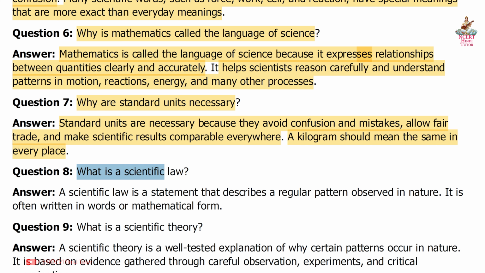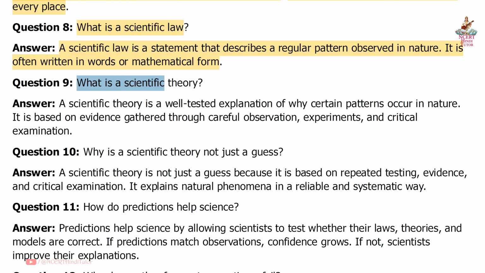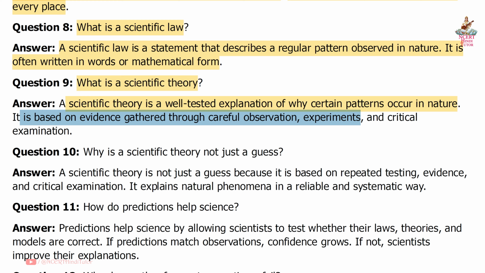Question 8. What is a scientific law? Answer. A scientific law is a statement that describes a regular pattern observed in nature. It is often written in words or mathematical form. Question 9. What is a scientific theory? Answer. A scientific theory is a well-tested explanation of why certain patterns occur in nature. It is based on evidence gathered through careful observation, experiments, and critical examination.